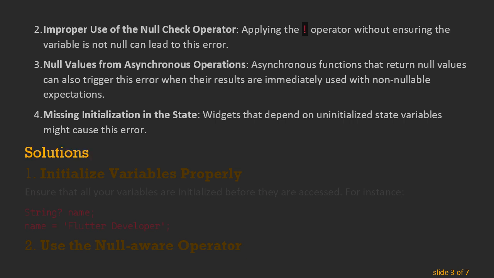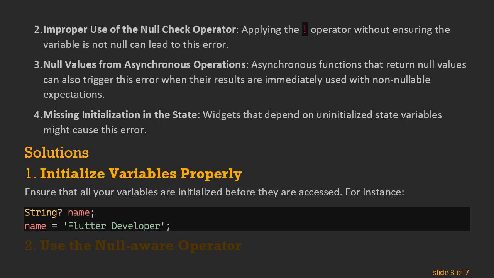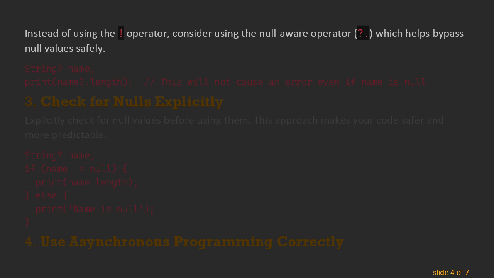Solutions. 1. Initialize variables properly. Ensure that all your variables are initialized before they are accessed. For instance, 2. Use the null-aware operator. Instead of using the ! operator, consider using the null-aware operator, ?., which helps bypass null values safely.